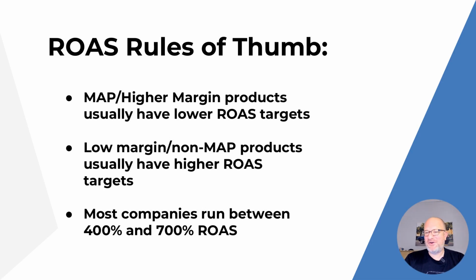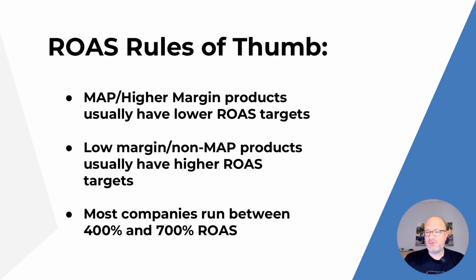Rules of thumb for return on ad spend. First of all, if you've got a product that has a MAP policy or a high margin, your ROAS target's probably going to be lower. There's a lot of people out there willing to sell that part for a skinny margin. So if it's a high margin part and they're willing to sell it for a small amount of profit, then you're going to have a lower ROAS target. Vice versa, if a product does not have a MAP policy in place, or if it's very low margin, then the ROAS target's probably going to be really high.